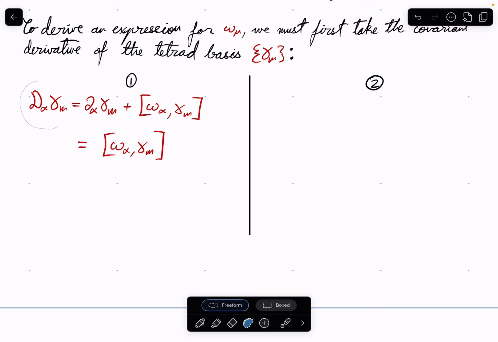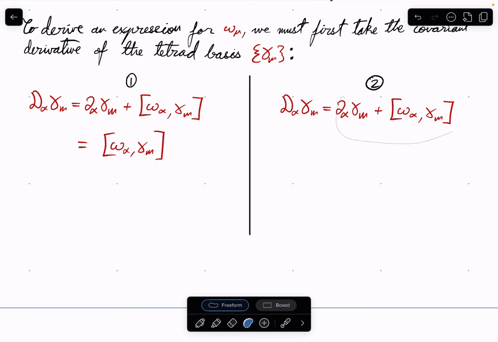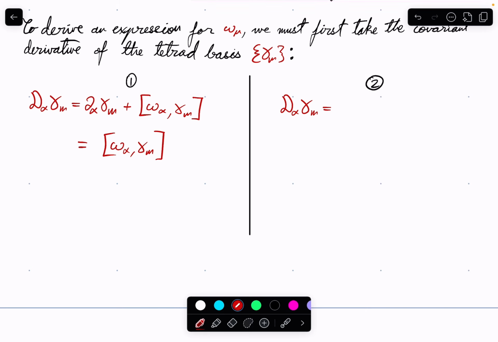Now we're going to take this. We're going to take this. I don't know why I copied this part. I don't need it. Okay.